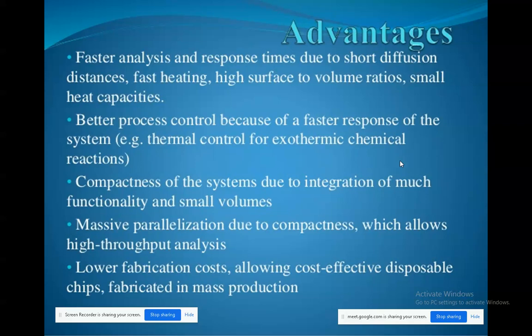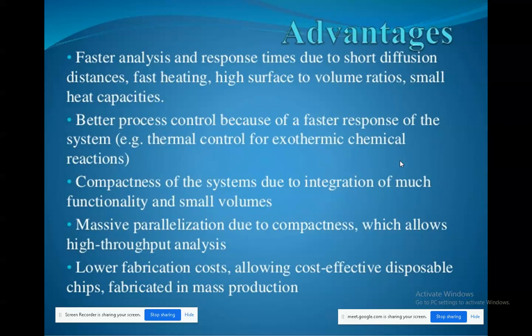So the advantages of lab on chip are faster analysis and response time due to short diffusion distances, fast heating, high surface to volume ratio, and small heat capacity, and better process control because of the faster response of this system. So you can control the process because of the faster analysis and response time. Okay, and then compactness of the system due to integration of much functionality and small volume. So the compactness of the system is very good.